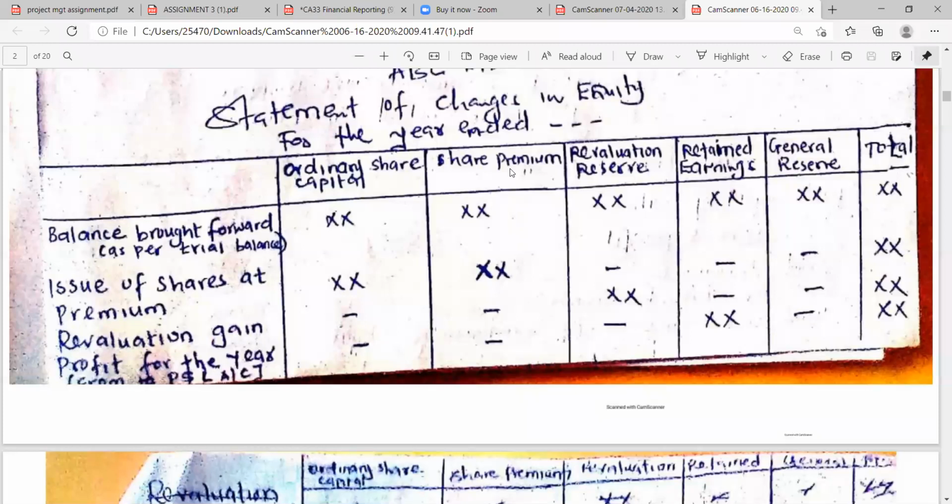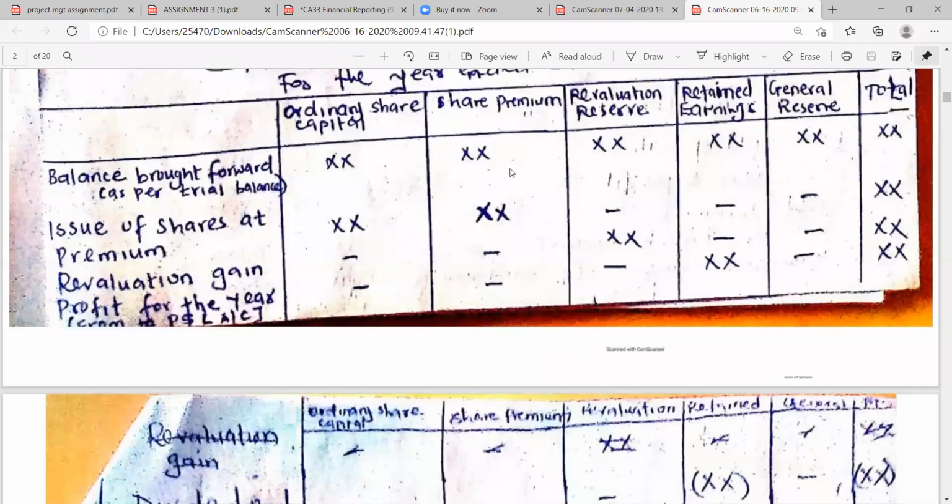In order to do the statement of changes in equity, you always take your trial balance so that you determine what items you are given there, which equity components have been provided. So you start from the balance brought down as per the trial balance. After that, you talk about issue of shares at premium. Remember that premium is the difference between the par value and the market value or the exercise value. So the issue of shares at premium will affect your share premium and your capital.